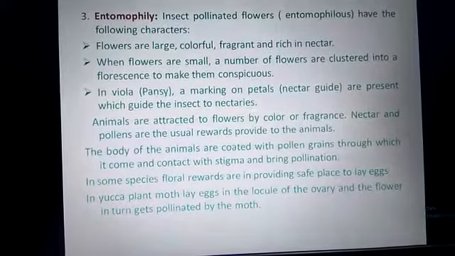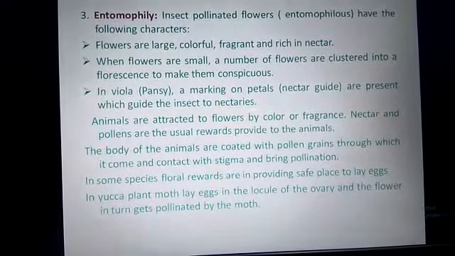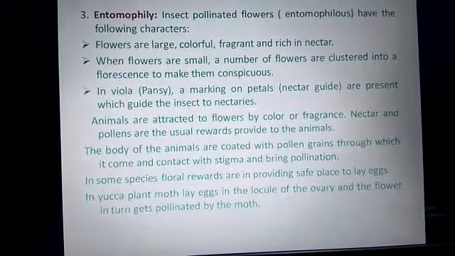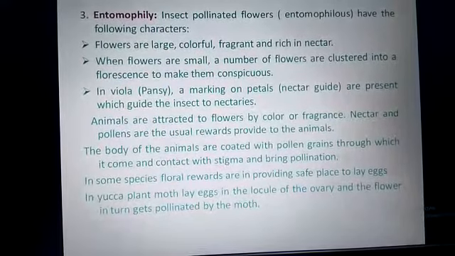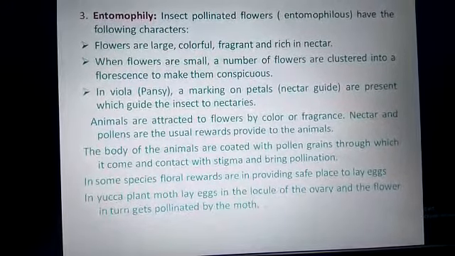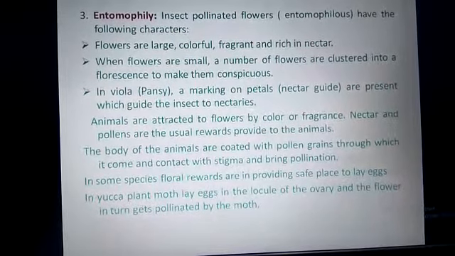Animals are attracted to flowers by colors or fragrance. Nectar and pollen are the usual rewards provided to the animals by the flower. The body of the animals is coated with pollen grains through which it comes in contact with stigma, and this is how pollination is brought about in flowers.